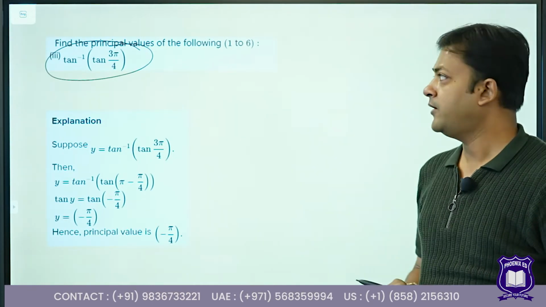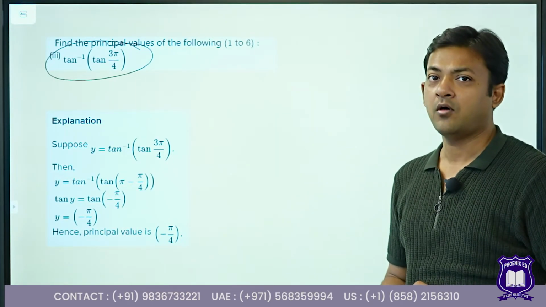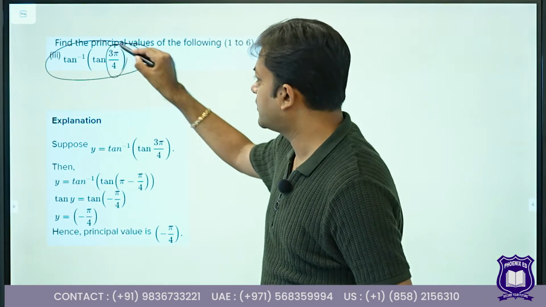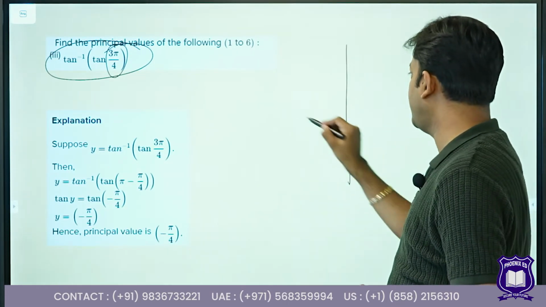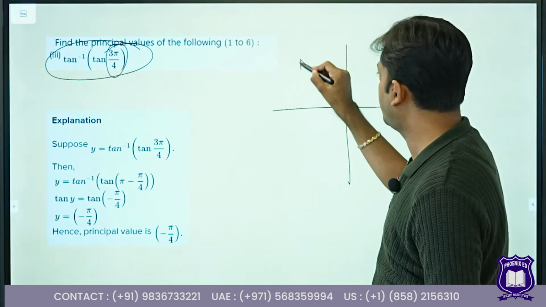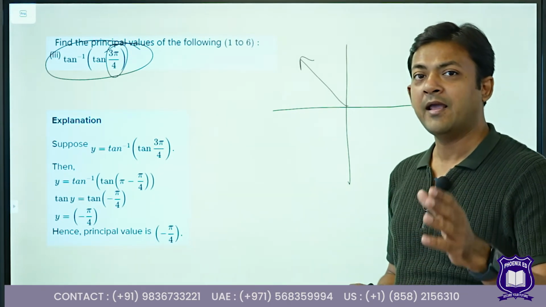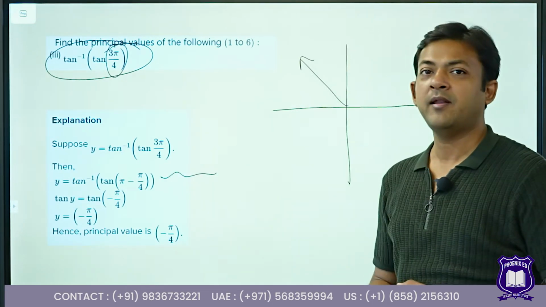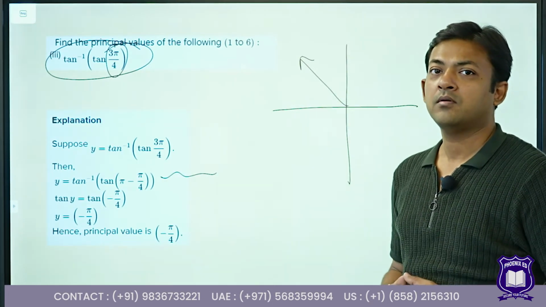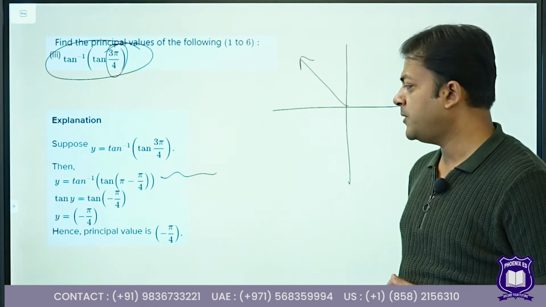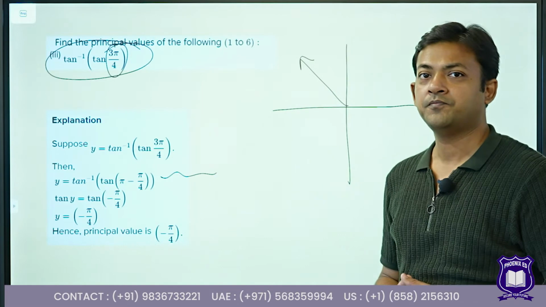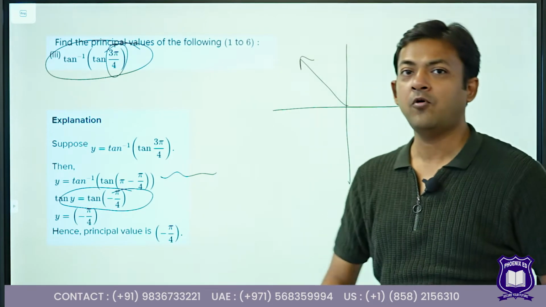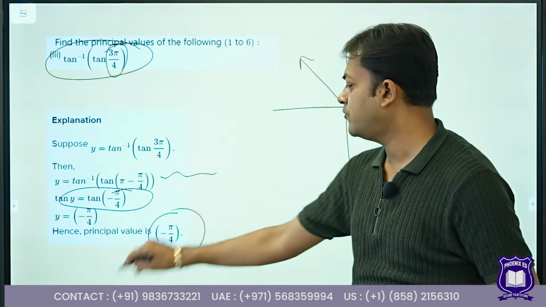In this case, we need to find the value of tan inverse of tan 3 pi by 4. From our concept of the quadrants, we know that 3 pi by 4 lies in the second quadrant, and it can be written as pi minus pi by 4. But since it lies in the second quadrant, the value of tan would be negative. Now, the principal value of tan inverse lies between minus pi by 2 to plus pi by 2. Hence, this value would be tan of negative pi by 4, and hence my answer, the principal value, would be negative pi by 4.